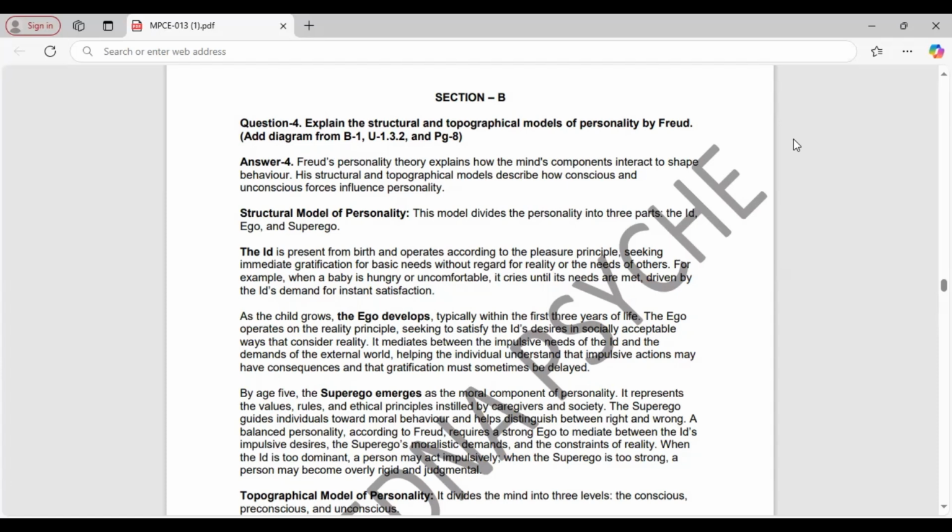Superego, it evolves around age 5 and it represents the moral aspect of personality, embodying values and ethics instilled by caregivers and society. It guides moral behavior and helps distinguish between right and wrong. A balanced personality requires a strong ego to mediate between its impulses and the superego's demands.